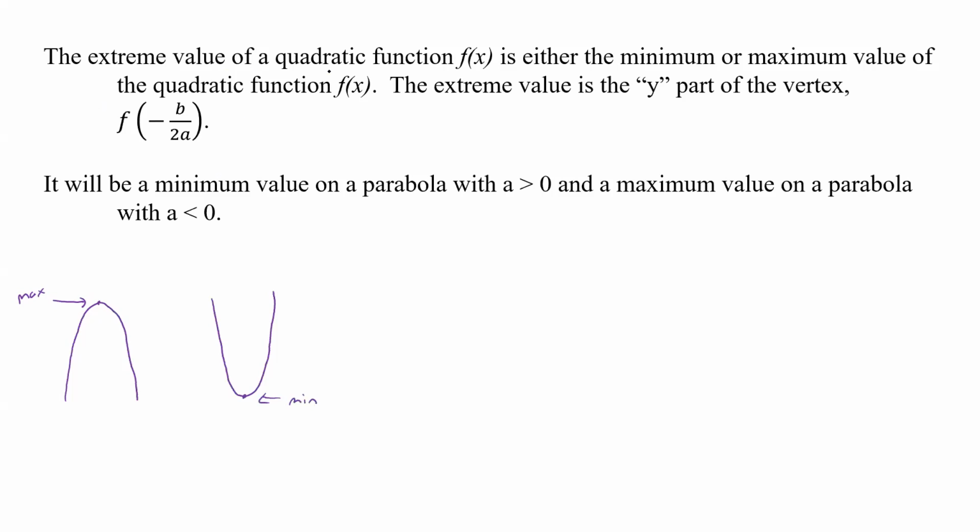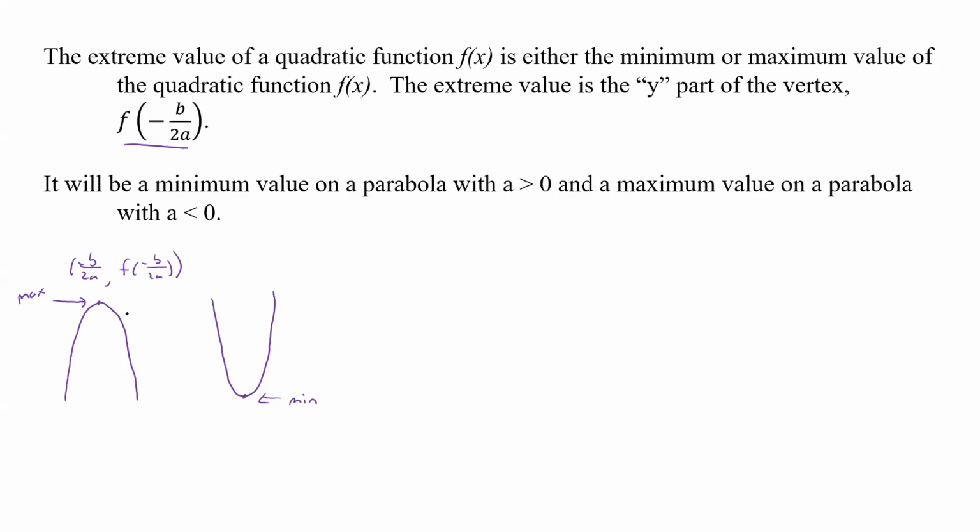So the extreme value of a quadratic function is either a minimum or a maximum value of the quadratic function. And hence, our vertex is really key in finding those. The extreme value is the y part of the vertex. Remember, we had x equals minus b over 2a, and then f of minus b over 2a is y. And so this part here, that's the extreme value.